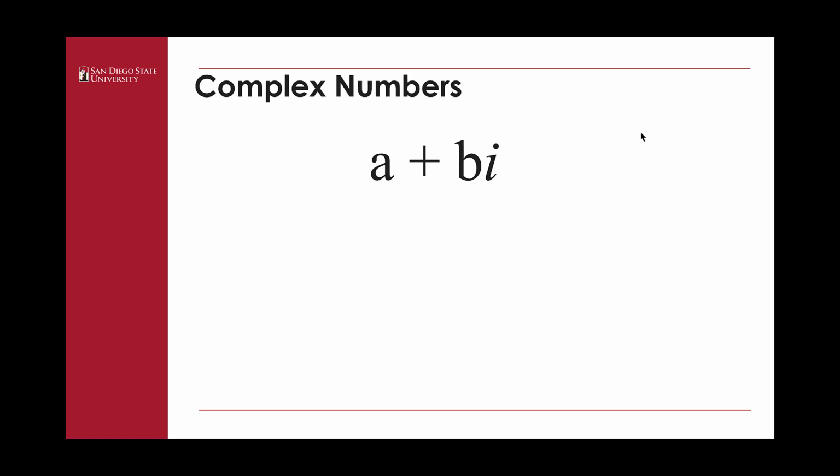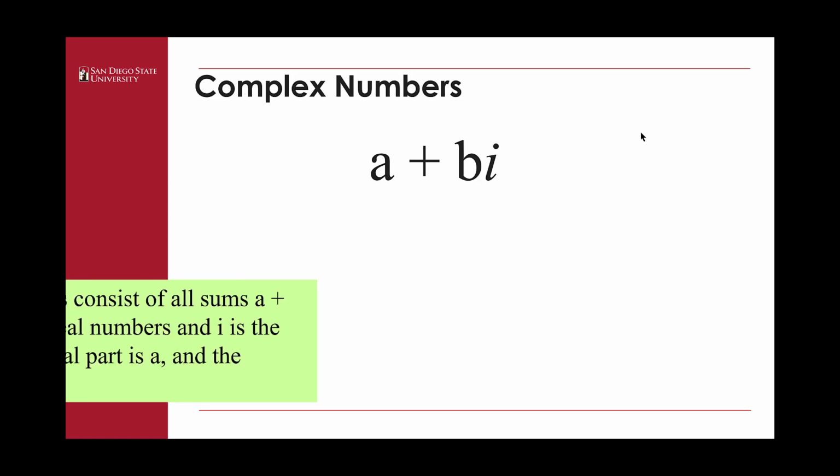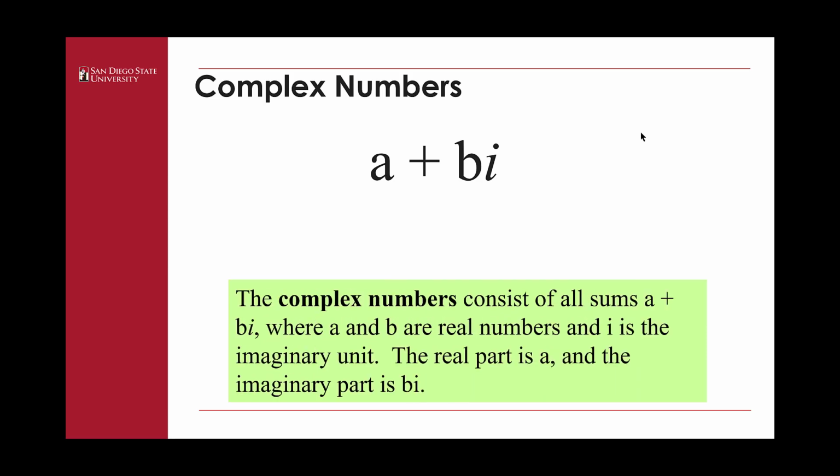What we call a complex number is usually a number in the form of a plus b times I. Here, b times I is the imaginary part because it contains the I, the imaginary number itself. And a here is the real part. A and b here are real numbers and can be even 0.